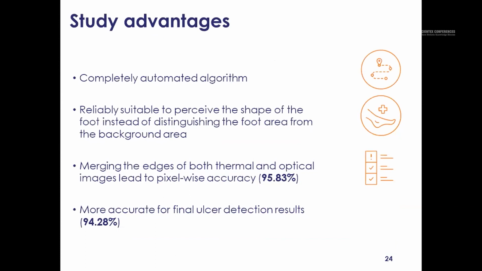We were able to create a completely automated algorithm that is reliably suitable to perceive the shape of the foot instead of distinguishing foot area from the background. The principal task for our algorithm was to determine feet outlines precisely, as this directly affects the accuracy of the final results. We found that blurred foot contour segments in one image can be seen in another. Therefore, merging the edges of both thermal and optical images allowed better detection of the foot outline.